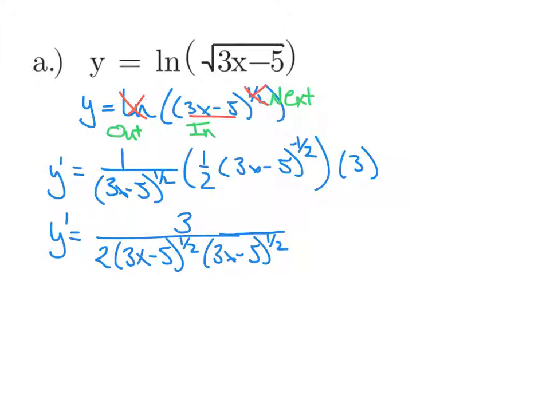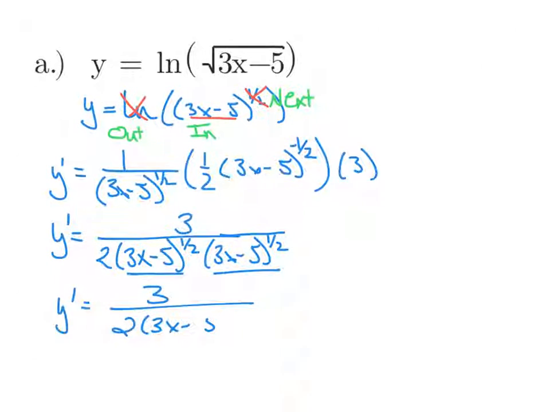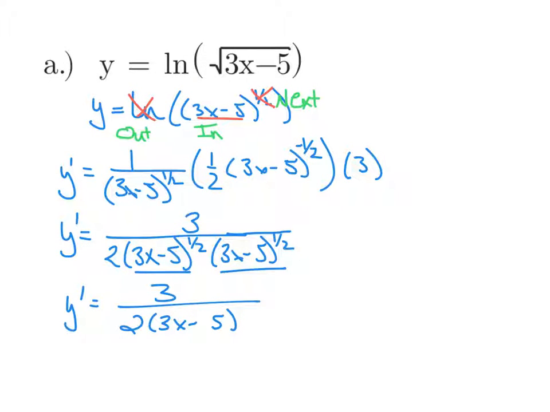We can clean this up a little bit because I do have this 3x minus 5 to the 1/2 and 3x minus 5 to the 1/2. So when you multiply exponents with the same base, you add their powers, meaning that my denominator will be 2 times 3x minus 5. And we can clean that up a little bit too, into 3 over 6x minus 10.